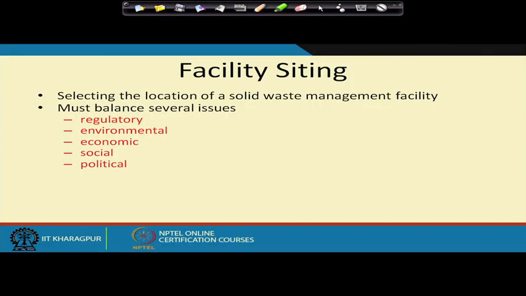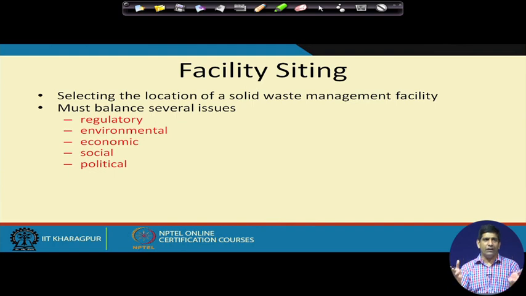Now we'll look more into the management part or the regulation part. When we try to site the landfill, there is facility siting, where we have to select the location of the waste management facility. There are several issues: regulatory issues, environmental issues, economic issues, social issues, political issues. Different factors are taken into consideration when we are trying to site a landfill.